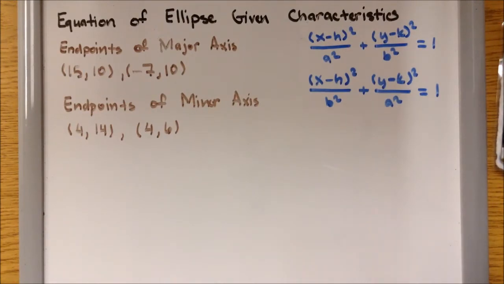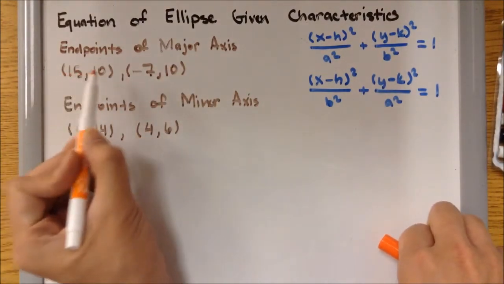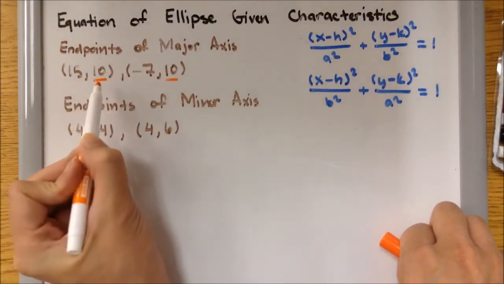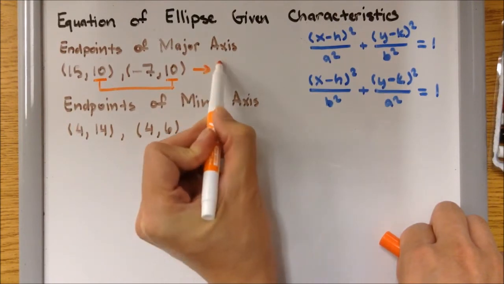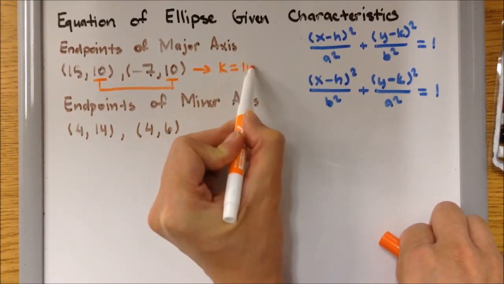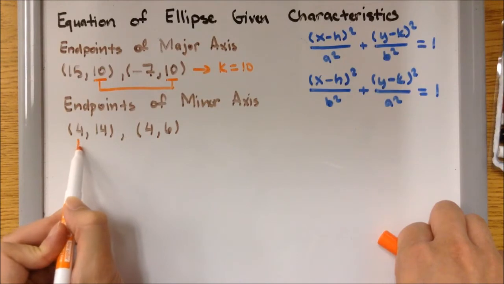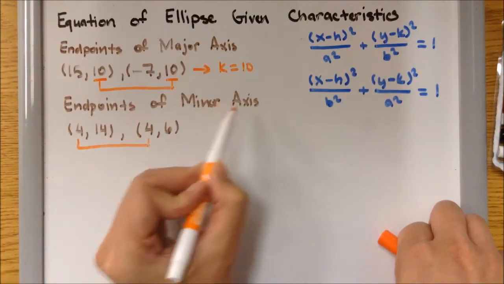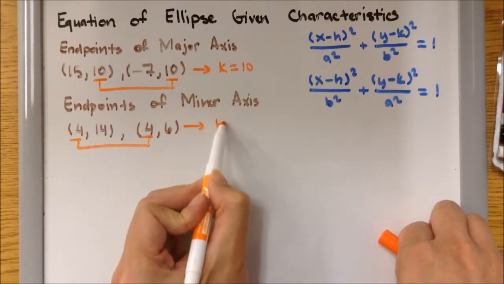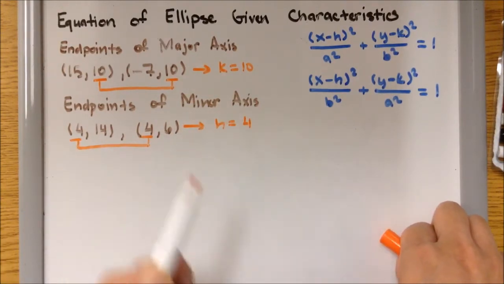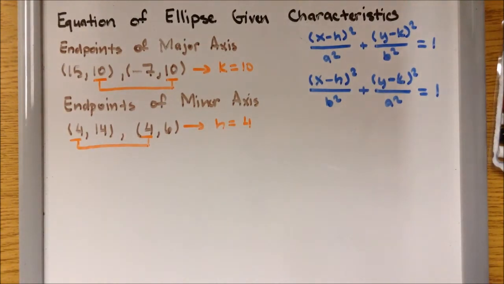Now, let me point out that when we compare these two points for each of the major axis and minor axis, I notice that the 10 is repeating, so therefore my k is positive 10. Here, the 4 is repeating in the minor axis, so therefore my h equals positive 4. So we got our h and we got our k.